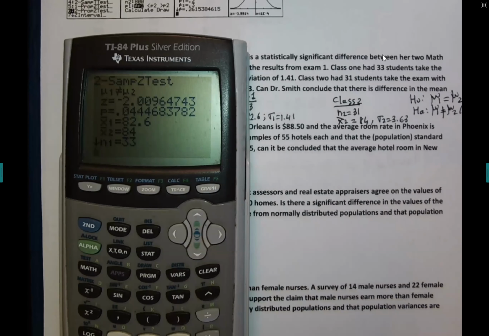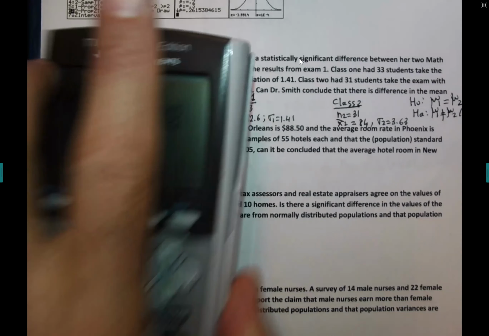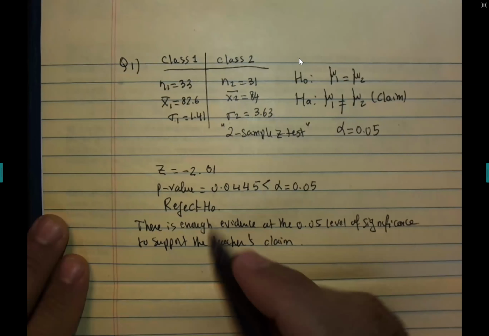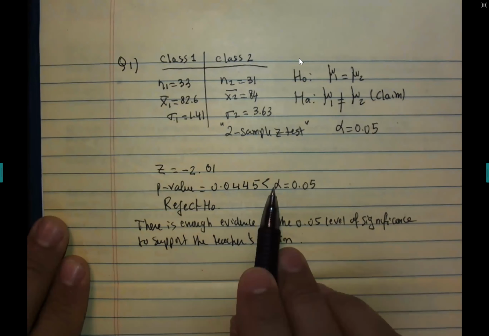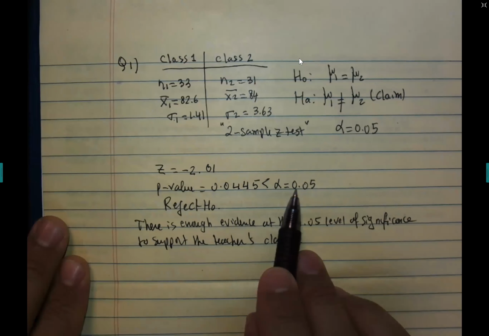Okay, it is a 2 sample z-test. Z is negative 2.009. Which is, if you round it to 2 decimal places, it will be negative 2.01 right here. And the p-value is 0.0445, which is less than alpha. Alpha is 5%. So we reject the null hypothesis.